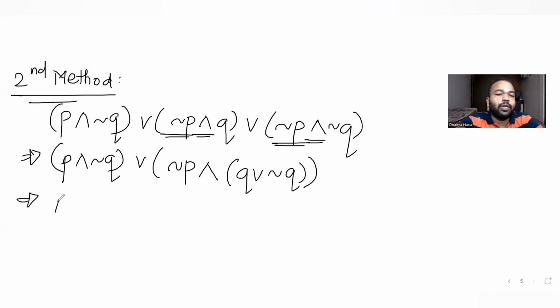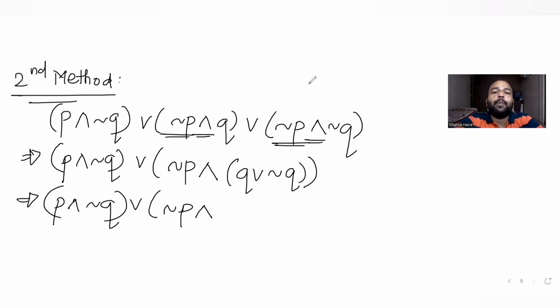If I try to solve this further, let's see. So negation P cap, Q cup negation Q. If I have only two possibilities of a statement, either true or false. If I keep this as T, this becomes F because it is negation of the same statement. If I keep this as F, this becomes T.